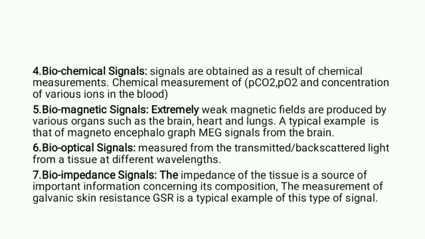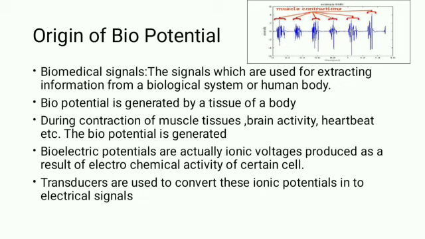Example, PCO2, PO2. Biomagnetic signal. Extremely weak magnetic fields are produced by various organs such as brain, heart and lungs. Bio-optical signal. These signals are measured from the transmitted or backscattered light from the tissues at different wavelengths. Bioimpedance signal. The impedance of the tissue is a source of important information concerning its composition. Next one is origin of biopotential.